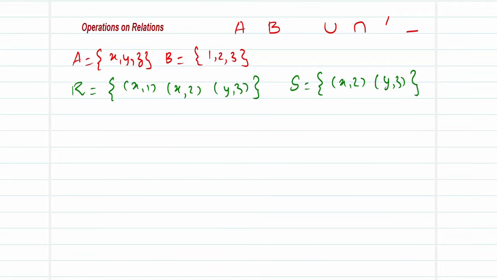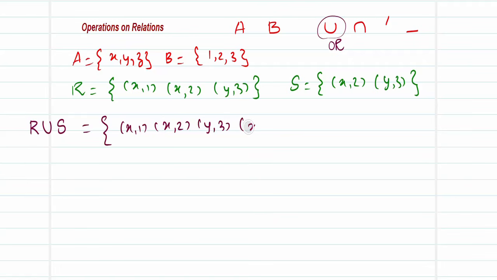and let S be the collection (x,2), (y,3). Now, let us define R union S. It is the usual union, which is going to be your OR operator. So collect elements either in S or in R. So it becomes (x,1), (x,2), (y,3), and (x,2) is already here, so I don't write it again. (y,3) is also already here, so I don't write it. So this is my R union S.